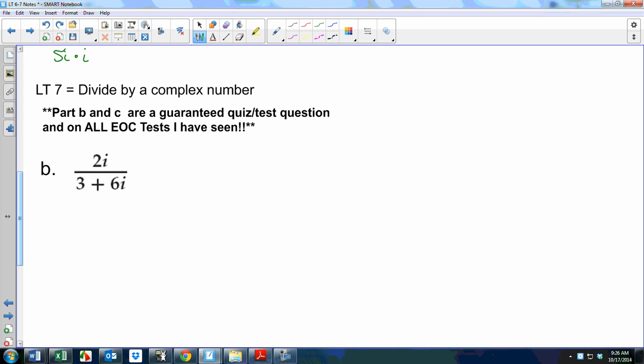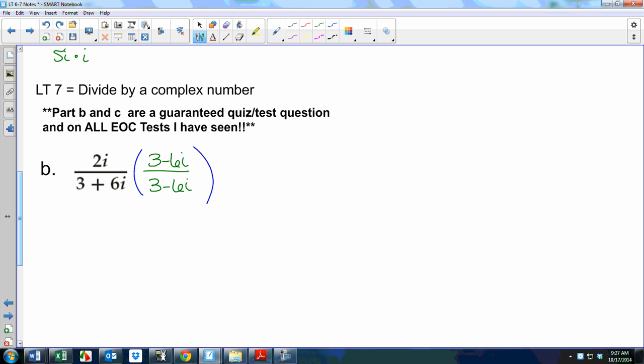To do this division, you have to multiply by something that gets rid of the i in the denominator, and that something is the complex conjugate. Multiply by the complex conjugate of the denominator, 3 minus 6i. And then do the same thing to the top. Essentially, you're multiplying this fraction by the number 1, a special 1, and it will get rid of your i in the denominator.